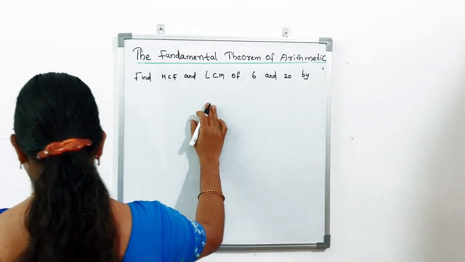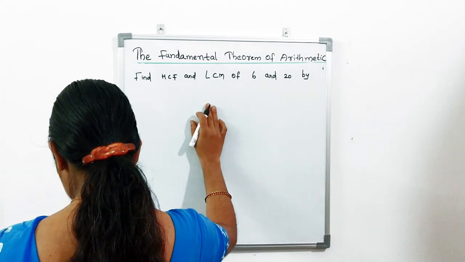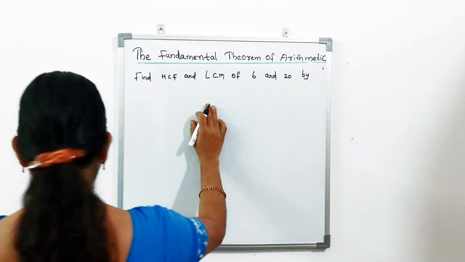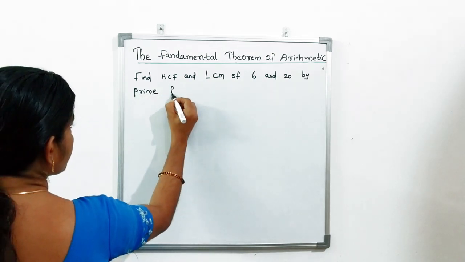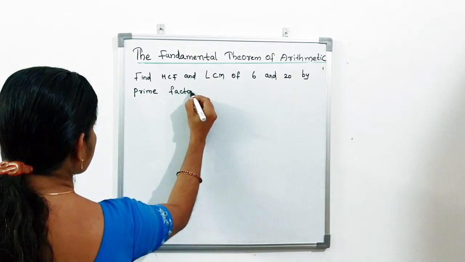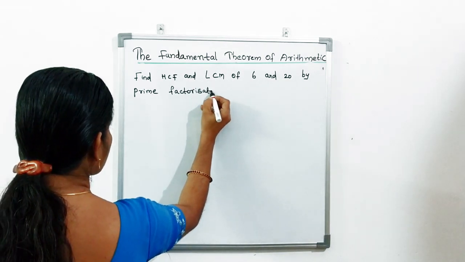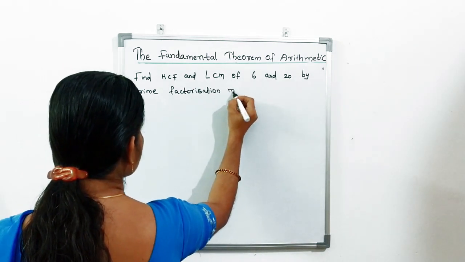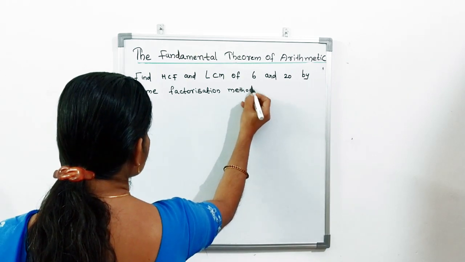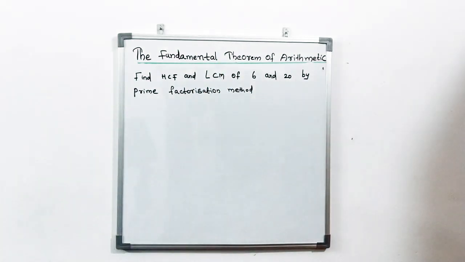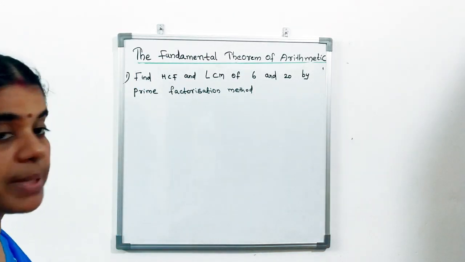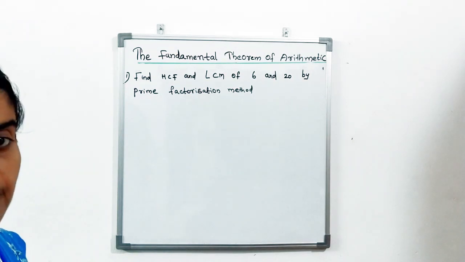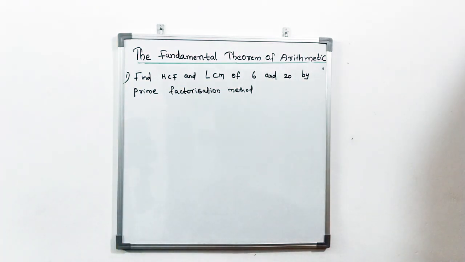find the HCF and LCM of the integers by the prime factorization method. By prime factorization method, or if they are saying by the fundamental theorem of arithmetic, both are the same. Otherwise the question will be like that: find the HCF and LCM by the fundamental theorem of arithmetic or by the prime factorization method, both are the same.